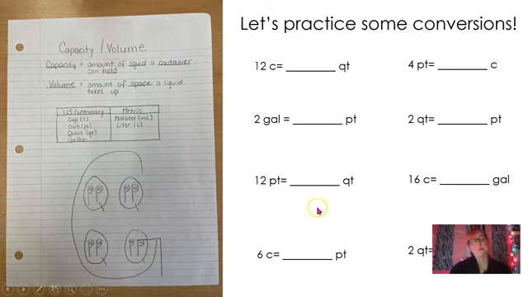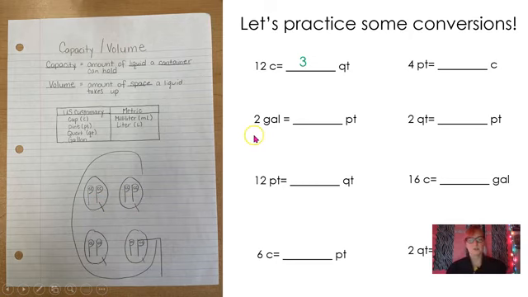Now we're going to use big G to practice some conversions. I want to know if I have 12 cups, 2, 4, 6, 8, 10, 12, how many quarts that would be. So it would be 1, 2, 3 quarts.